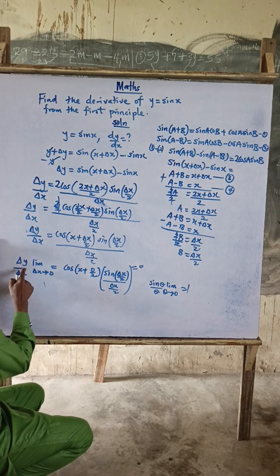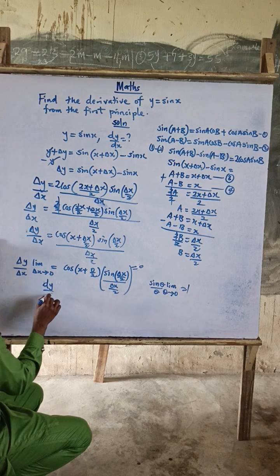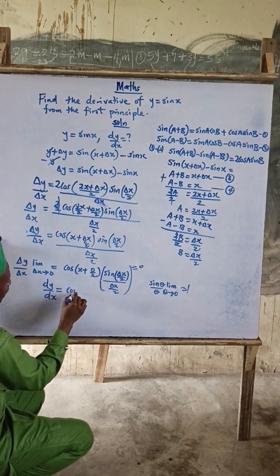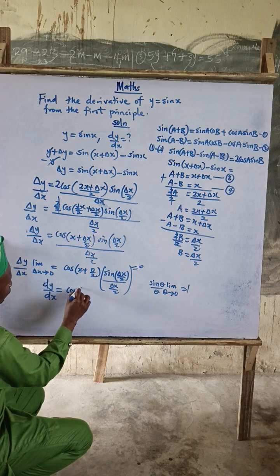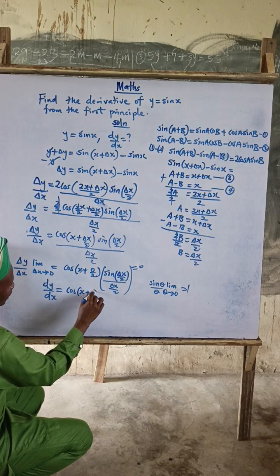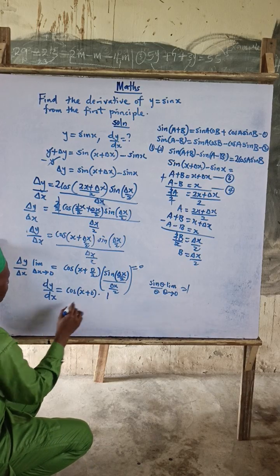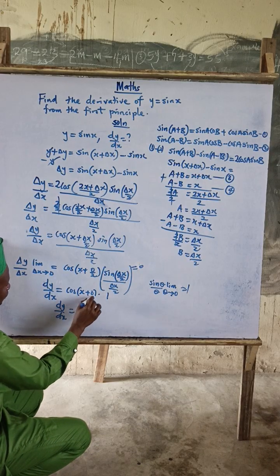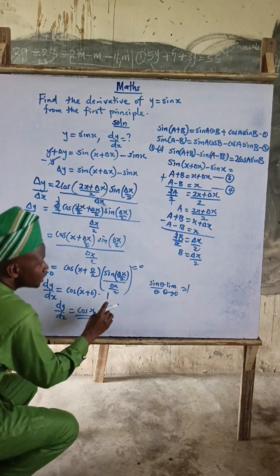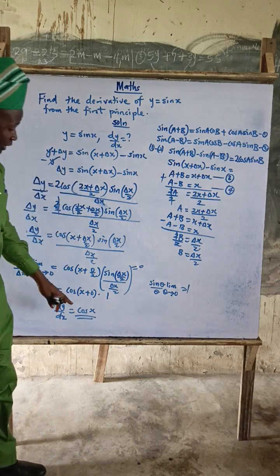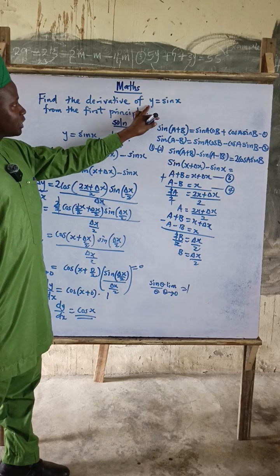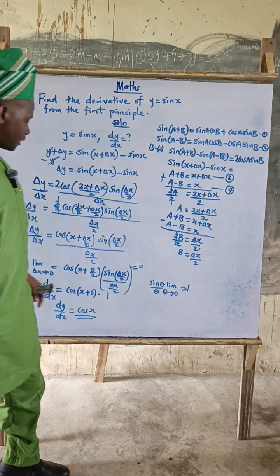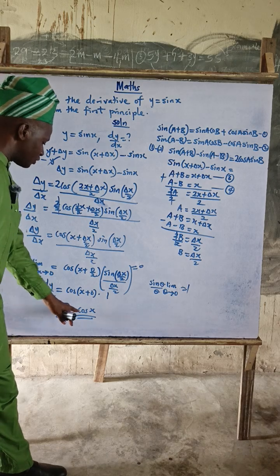Therefore delta y over delta x becomes dy dx equals cos, then we have x left here, x plus 0, then times 1. We are going to multiply by 1. So therefore dy dx equals cos of x plus 0, which gives us x. So this is the result. When we differentiate the function y equals sin x with respect to x from first principles, we have dy dx equals cos x.